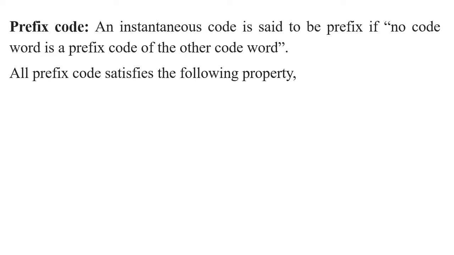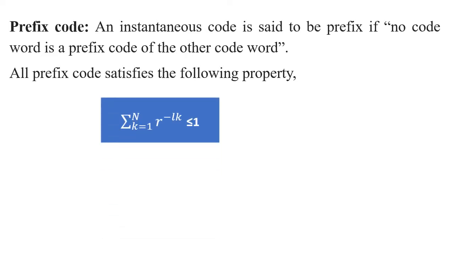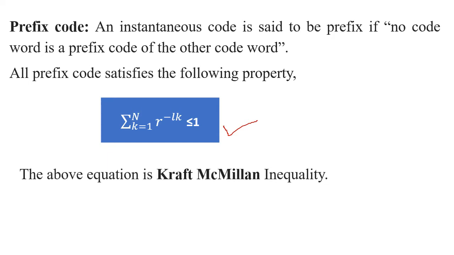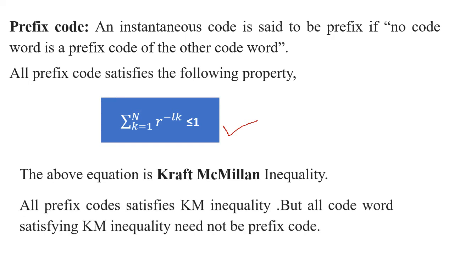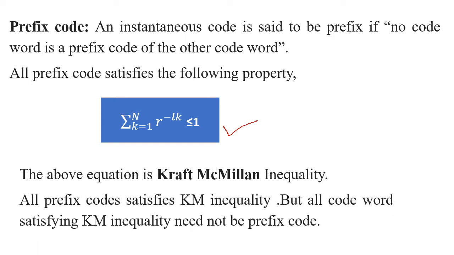Now all prefix codes will satisfy the following property, which is given by the equation summation k equal to 1 to n, r to the power of minus l_k, less than or equal to 1. This is a very important property which we'll be using in the later problems. The above equation is also called the Kraft inequality or Kraft-McMillan inequality. All prefix codes satisfy the Kraft inequality.